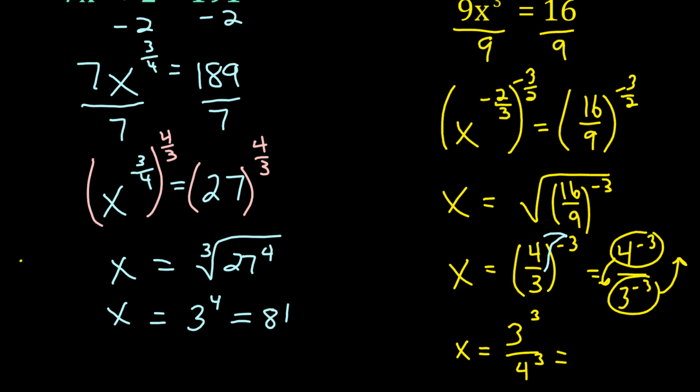And then we can just evaluate these. 3 to the third is 27. 4 to the third is 64. So all of that, and we get 27/64. And this doesn't reduce at all. That's in its simplest terms, so that's it. So there's 4 examples of solving equations using the exponent properties. You might run into some a little bit more challenging, but these should give you some skills to get through most of them.